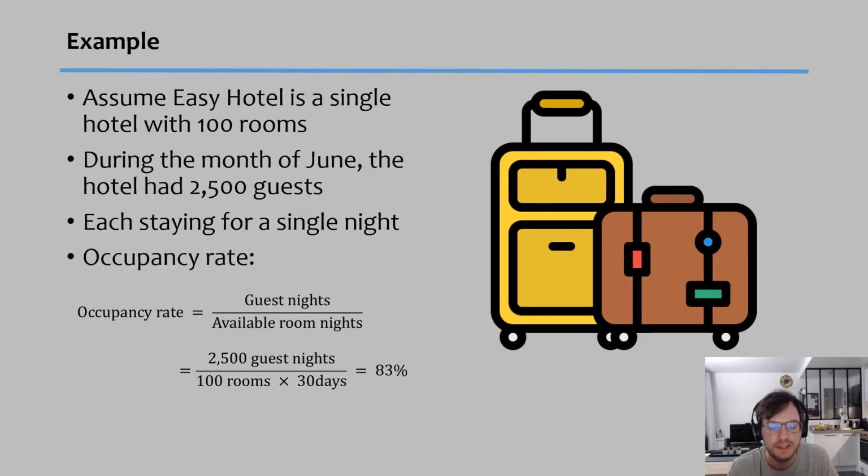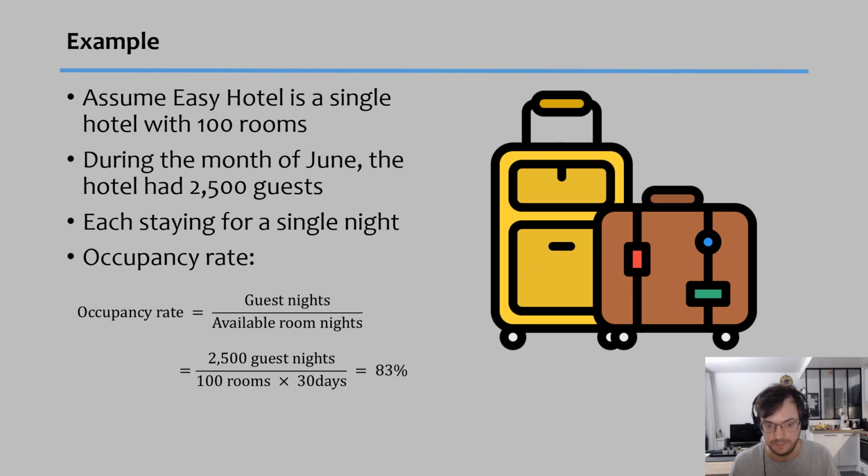As an example, I put here this exercise. Let's assume that Easy Hotel is a single hotel with 100 rooms, and during the month of June, the hotel had 2,500 guests. Each of them stayed for a single night, just to simplify calculations. To calculate the occupancy rate of the hotel, we would do 2,500 guest nights divided by 100 rooms multiplied by 30 days, because I have 100 rooms and I can sell them for 30 days, which is 3,000. And I would get an occupancy rate of 83%. As you can see, 83% is very good as an occupancy rate, and this is a very simple calculation that allows us to know how much we are using the hotel to full efficiency.